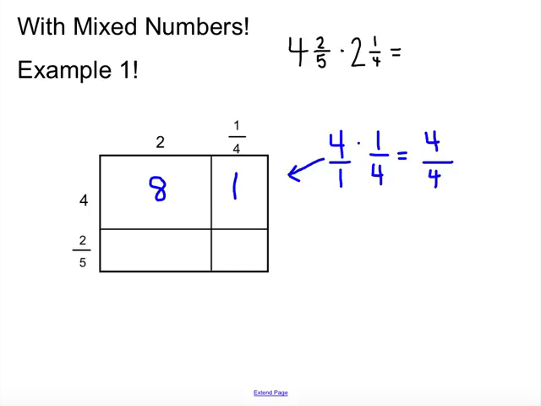Then, and I'll change to a different color, I'm going to do 2/5 times 2. And I'm going to again remember that 2 wholes can be written as 2 over 1. So it's going to be 2/5, or 2 over 1 times 2/5. And that is equal to 4/5. So that's going to go here.